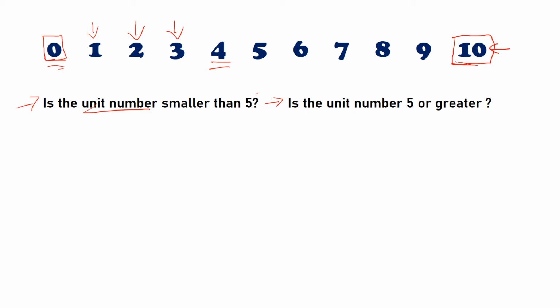Then the second question says, is the unit number 5 or greater? In other words, 5 is included. Is it 5, 6, 7, 8, 9, or 10? So here is a divide. We can split our number line there. We have the right side and we have the left side. Please excuse my handwriting. So if they've asked us to round 4, 4 is obviously on this side of the line. Let's get a better understanding.